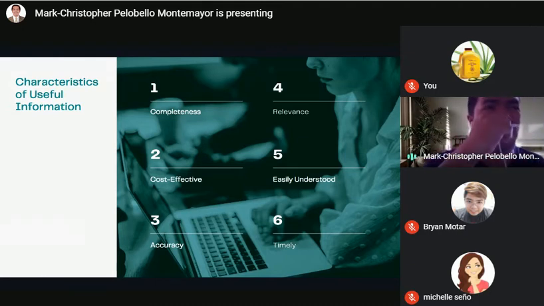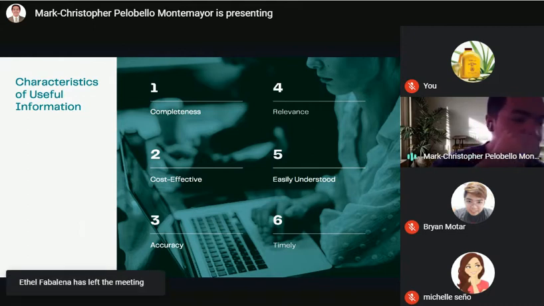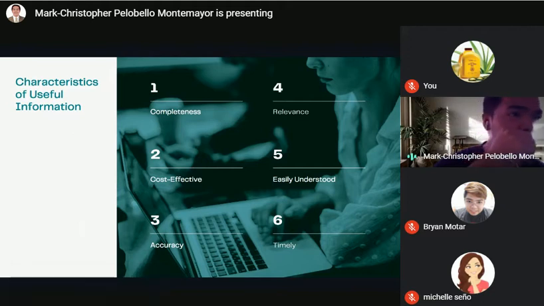Sometimes we have these coworkers natin or mga subordinates natin na hindi nagbibigay ng kumpletong information. They lie by omission. At ang possibility na nakahinatnan nun is we are not able to make sound decisions.